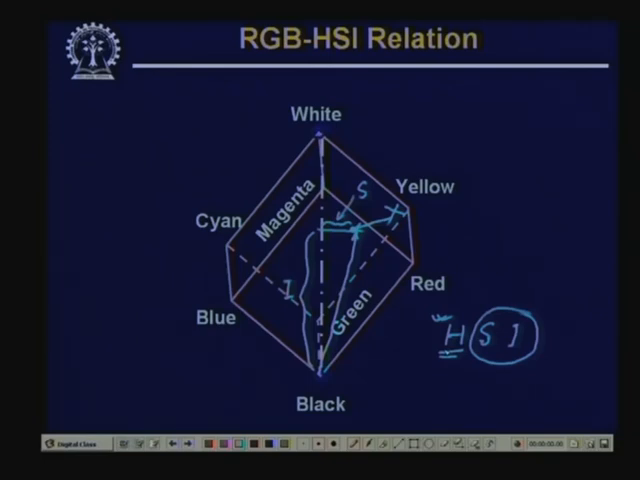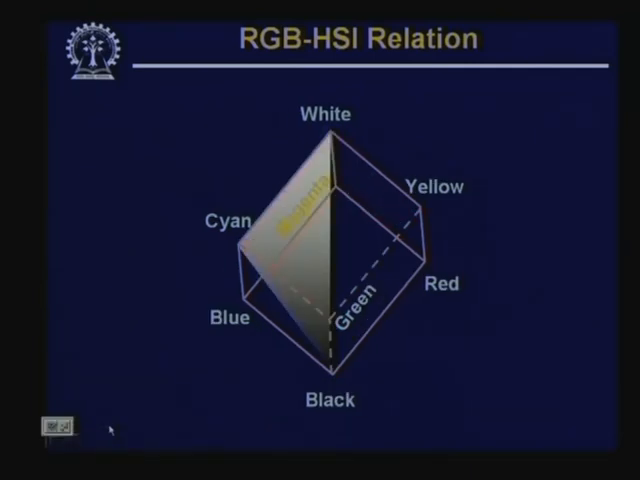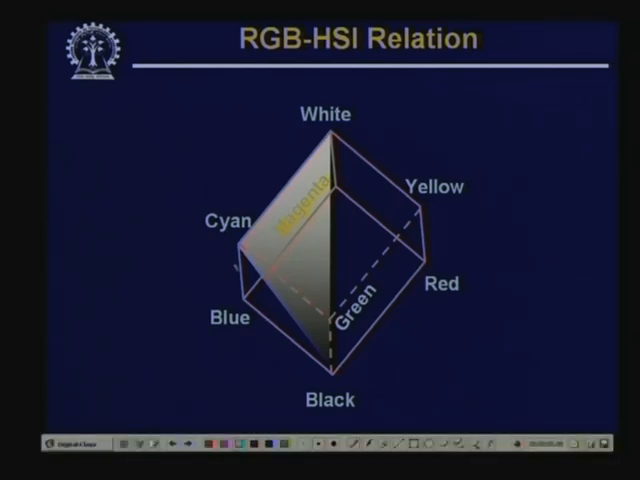Now, in this diagram, we have shown a plane passing through the points black, white and cyan. As we said, the line joining black and white is the intensity axis. So, intensity at point black is equal to 0 and intensity at point white is maximum, that is equal to 1. And the other point which defines this plane is cyan, that is this particular point.